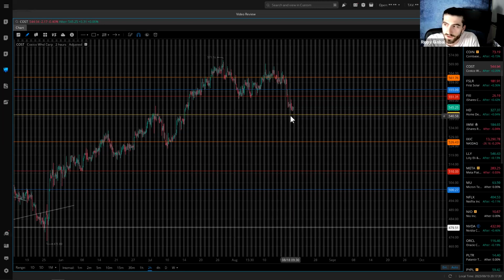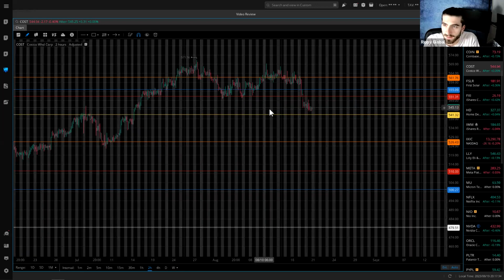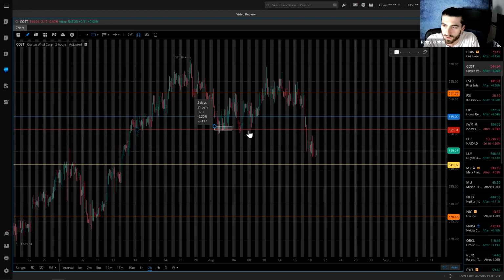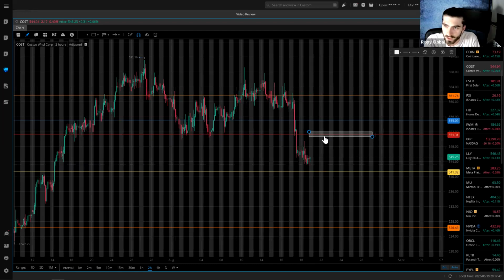If we can hold above 541 on Costco, we are going to fill the gap, which was historical support, which is now going to act as a resistance at $551 a share. If we can test 551 and show some slight selling pressure that is restricting it from going higher, I would short this at 551 a share for Costco back down to 541.